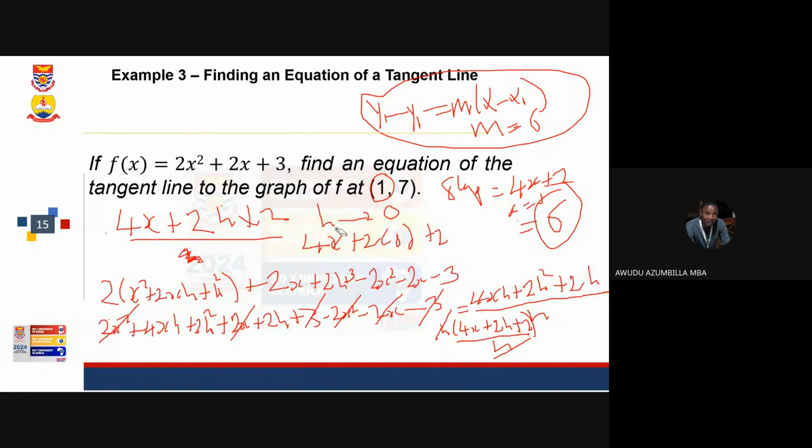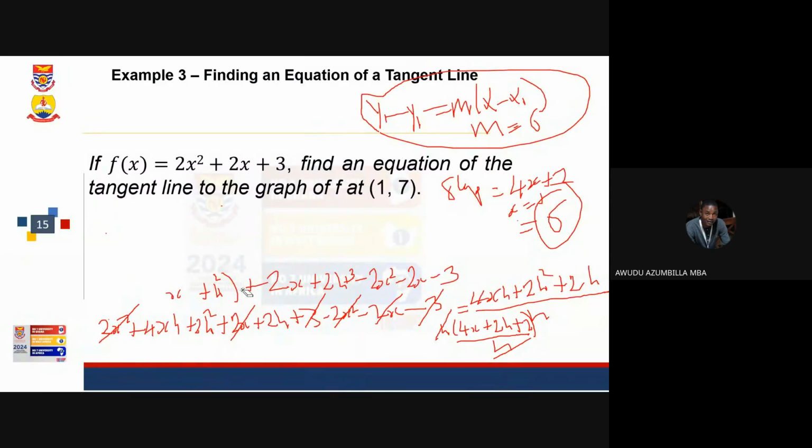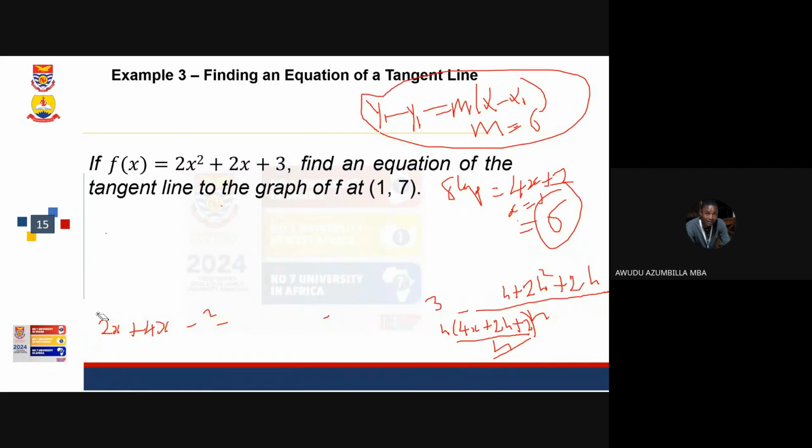Let me clean this portion again. So these are just examples. We might not be solving all examples here. So from here, I will not solve any example concerning this again. Now from here, they are giving us coordinates. Remember that we have our m now to be equal to the slope, which is equal to 6. We have our coordinates, 1 and 7, as given in the question. So we are now going to use our formula there.